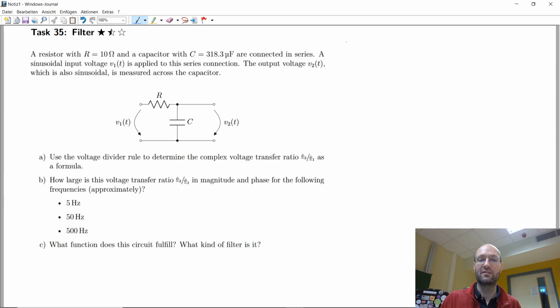So if we start with task A, and if I try to write this, what is the output voltage V2 as a complex phasor with respect to the input voltage V1 as a complex phasor? And how can we calculate this ratio? The output voltage is the partial voltage, the input voltage is the total voltage across this voltage divider. How can we calculate this voltage divider? How does the voltage divider rule work?